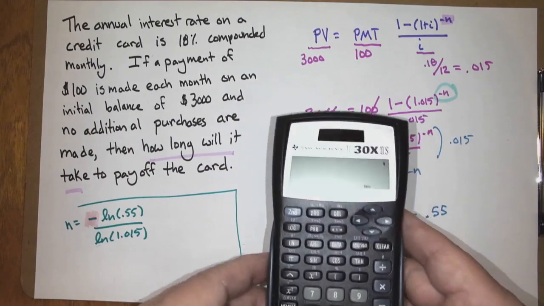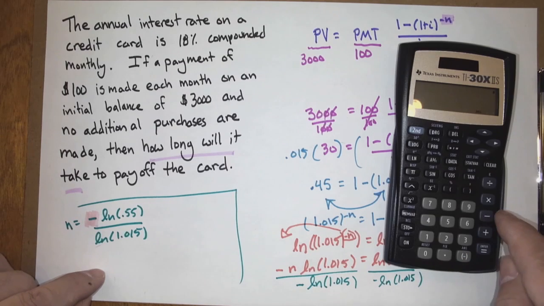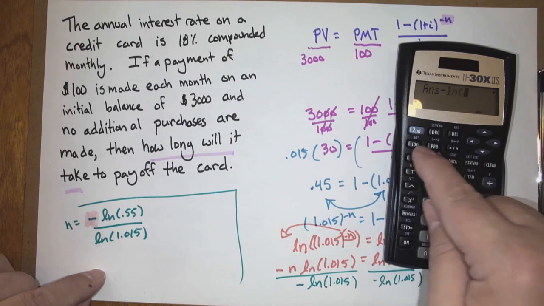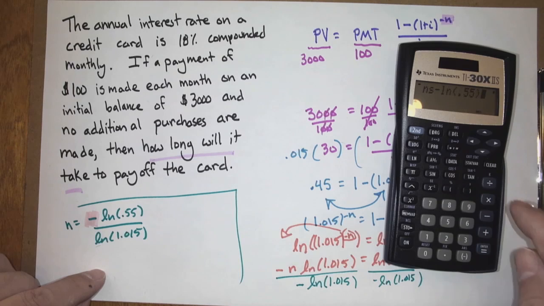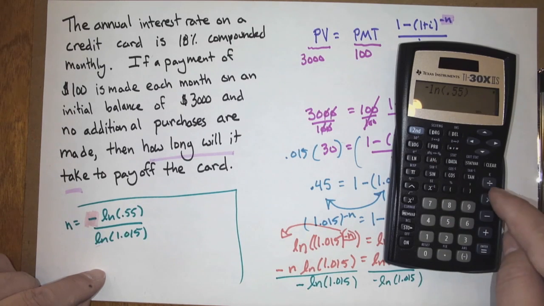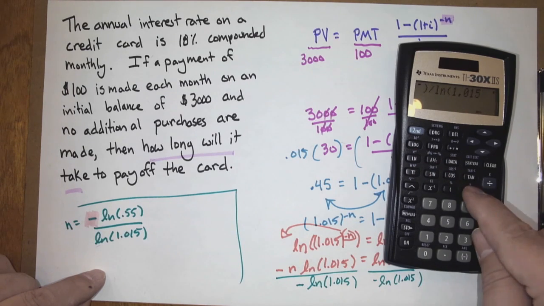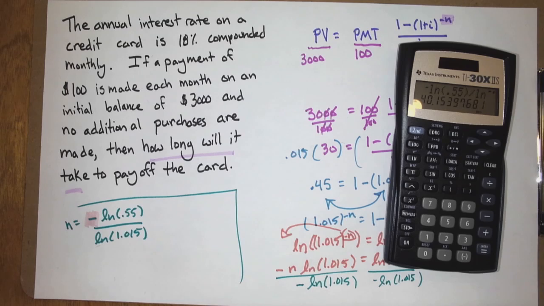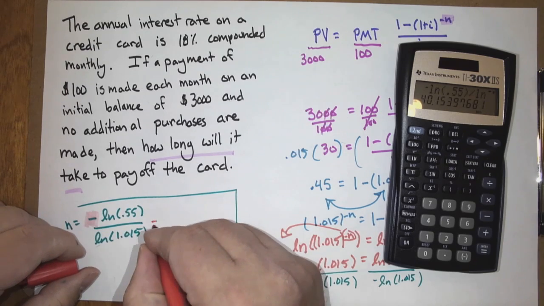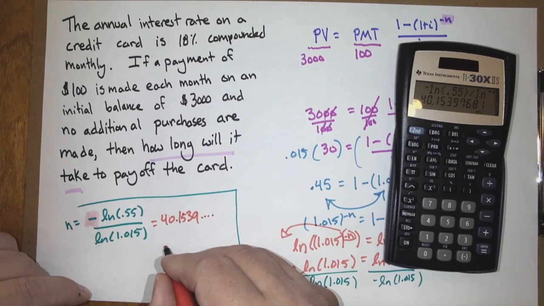Okay, so let's try this out. We'll take negative natural log of 0.55. Oh, whoops. Sorry, I was trying to use the answer to the previous one. We don't need that. All right, so negative natural log 0.55 and divide that by natural log 1.015, and out comes 40.1539... But what do we do with this number?